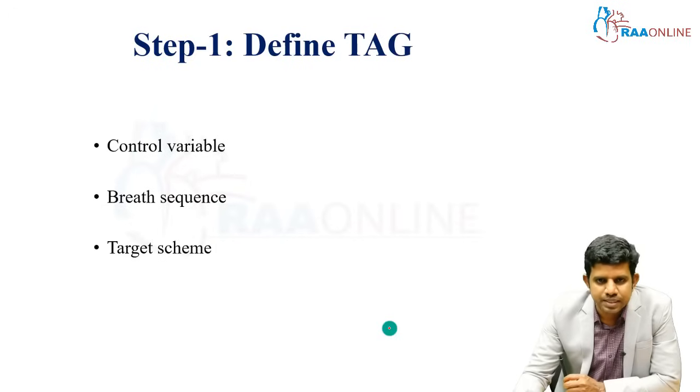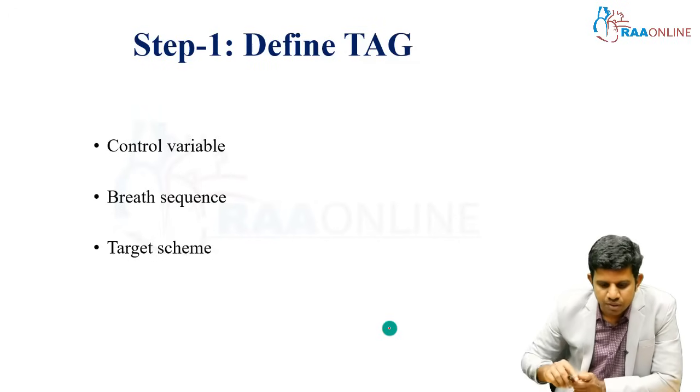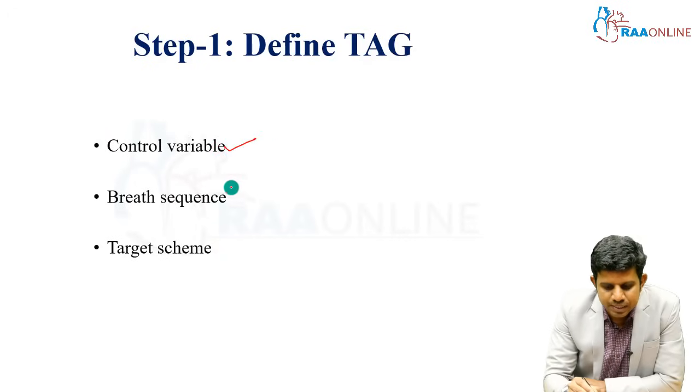So, before assessing the ventilator waveform, you have to tag the mode. Tag means a common term, like a taxonomic attributed grouping. Based on 3 variables, you will give a tag for each mode of mechanical ventilation. The first one is the control variable. Second is the breath sequence. Third is the target scheme.